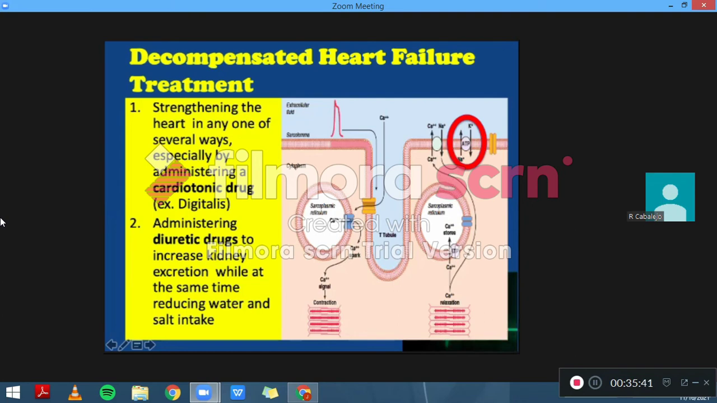The second drug option, which is one of the pillars of medical treatment in symptomatic chronic heart failure, is the administration of potent diuretics, which increases renal excretion of your excess volume.